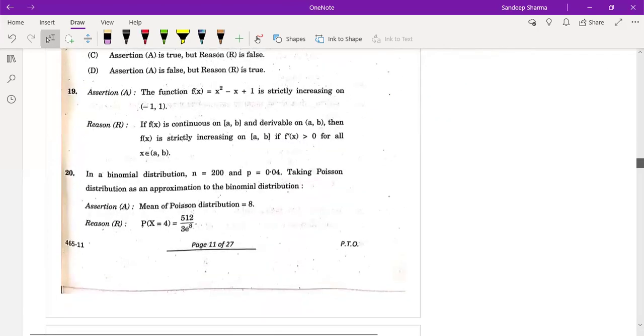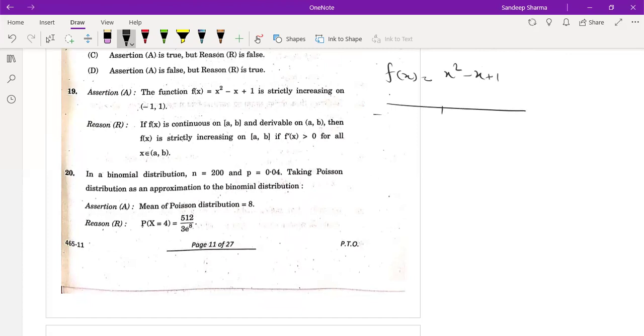Okay. Next question is assertion and reason. The function is strictly decreasing on -1 to 1. It's a repetitive one, no? This was again there. x square minus x plus 1. So between -1 to 1, at 1 by 2, here it is positive, here it is negative. So in one place it will decrease and in one place it will increase. So it says strictly decreasing, which means A is false. Option D will be correct here. Okay. Question number 20.